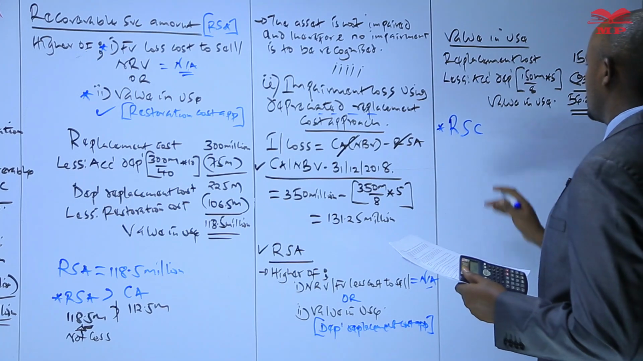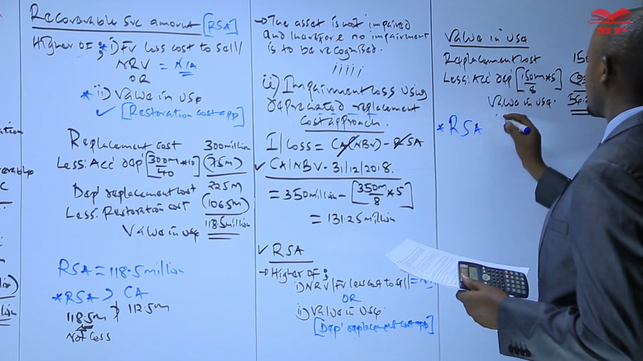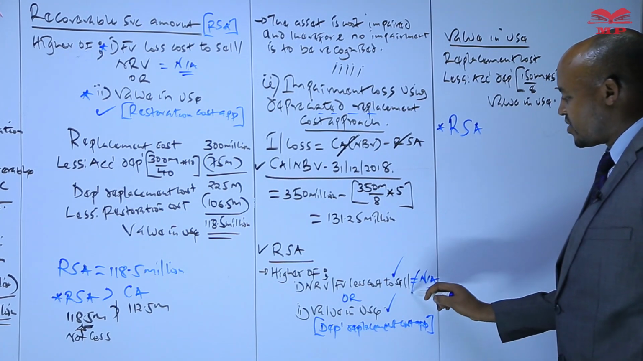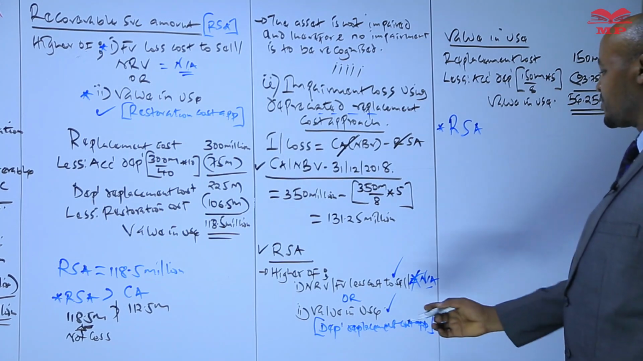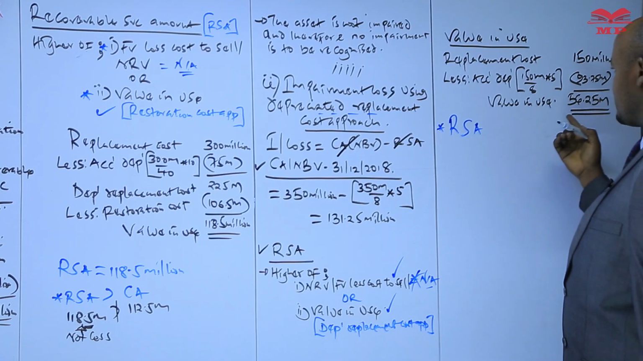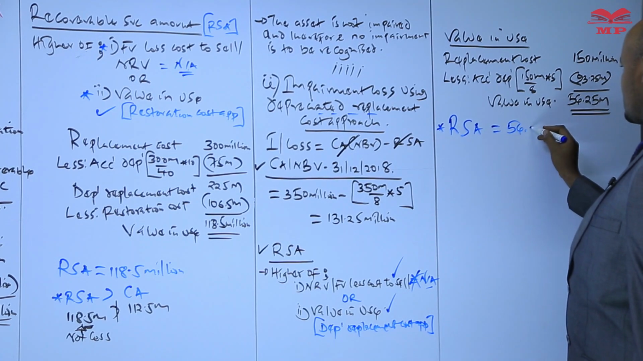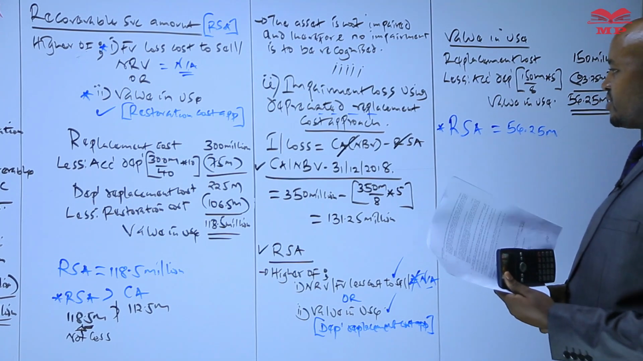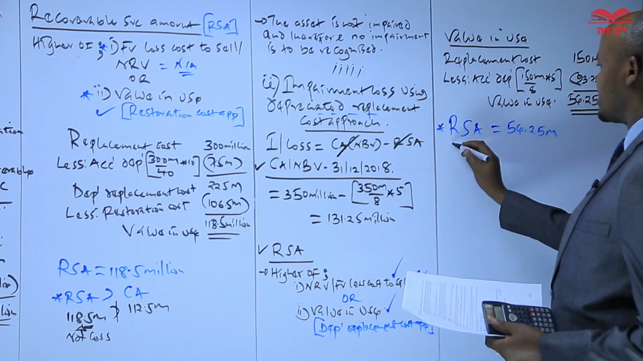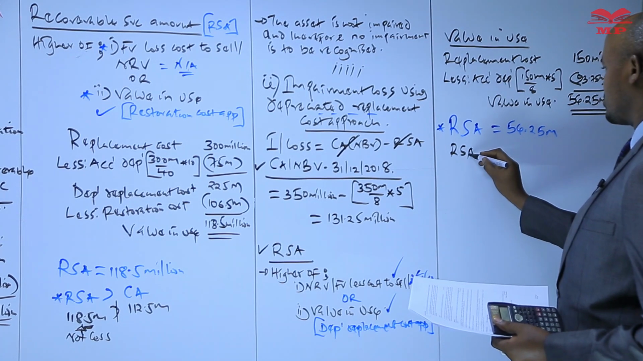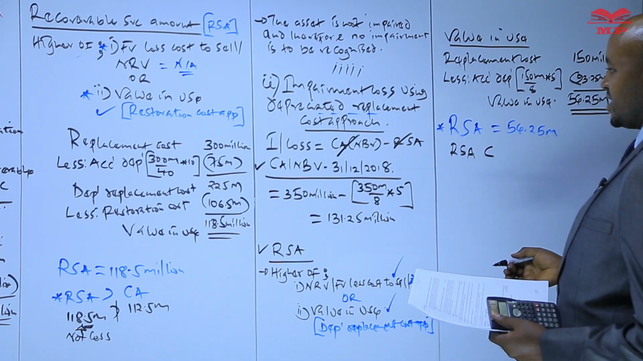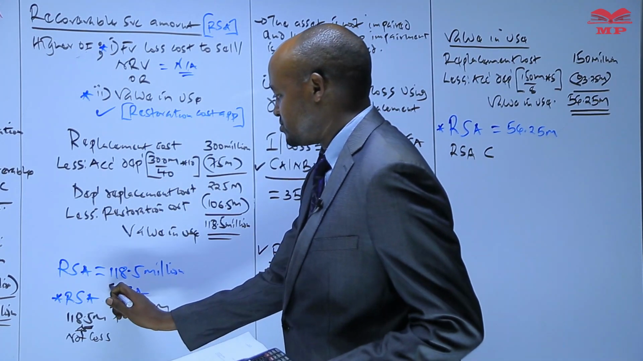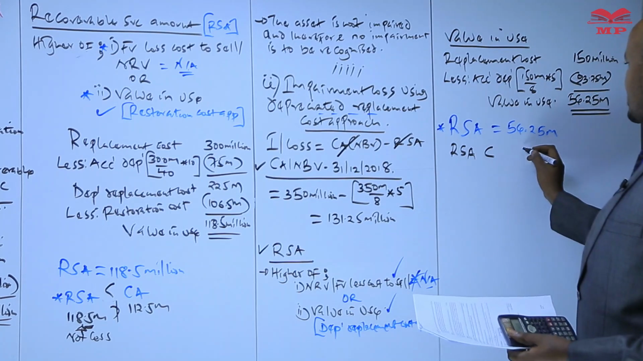So having that, finally, we need to get the recoverable service amount. For the recoverable service amount, you take the higher of the value in use and the fair value less cost to sell. In our case, remember, we don't have that, so automatically our recoverable service amount will be equal to the value in use, 56.25 million. Then we need to determine whether our asset is impaired or not by checking whether the recoverable service amount is less than the carrying amount.